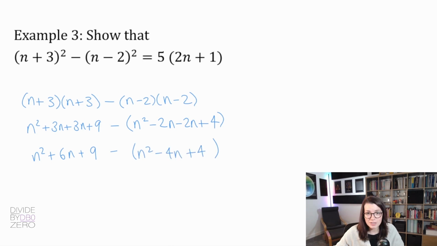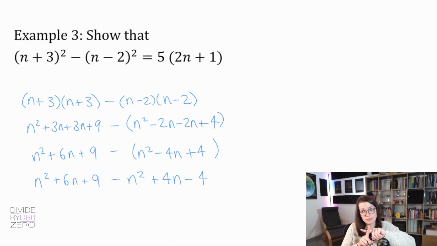Now, earlier I mentioned keeping that second part all in brackets so that you can then take care of the minus. So let's do that now. So we've got n squared plus 6n plus 9 still, that doesn't change. But then this part becomes minus n squared plus 4n minus 4, because that minus will have a different effect on each term depending on whether it's positive or negative. Remember, two negatives make a positive.